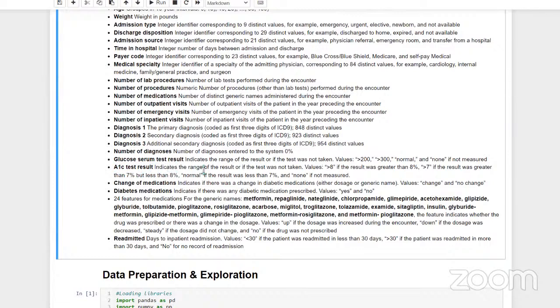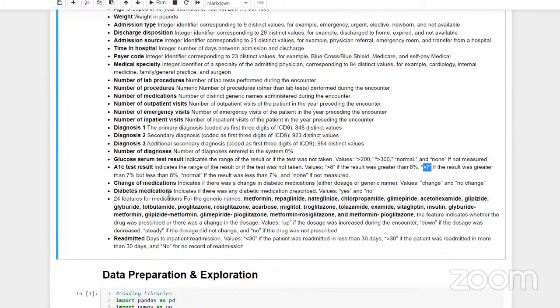A1C test indicates the range of the result, or whether the test was taken or not. It has values like greater than 8, greater than 7, to represent greater than this percentage. Now change of medication shows if there is a change in any diabetic medication, either the dosage or the name of the medication. So values like change or no change are given.